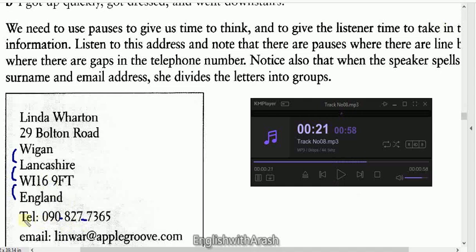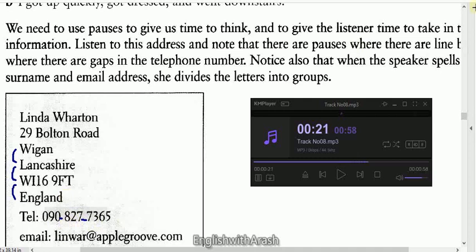My telephone number is 090, pause, 827, pause, 7365. You could also read it 2 by 2. 827, 7365. It's common to read it singly, 7365. So I was just talking about the pauses you have to make here.